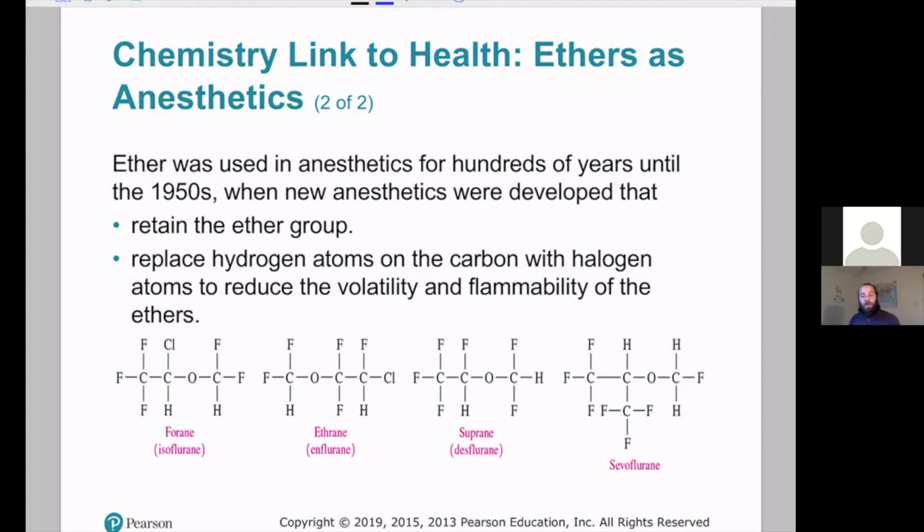The way that they have gotten around it, and these are an illustration of some of the more modern ones, is they replace a lot of those hydrogens with different halogen groups, so fluorine or chlorine. That has a tendency to decrease both the volatility, so the ease with which they go to the gas phase, as well as the flammability. So that's why they're a lot safer nowadays.